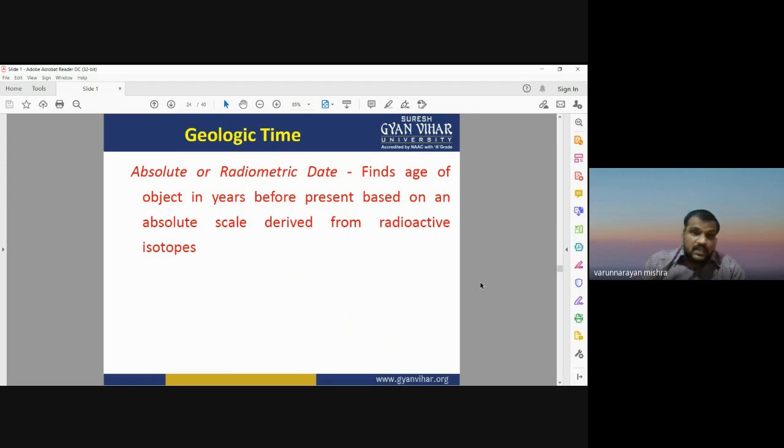So, the geological time scale is an absolute or radiometric time scale that finds the age of an object or any element in years before present, based on the absolute scale derived from the radioactive isotopes. Depending on the time taken by the element to be changed into its isotope, we come to know the age of each specific object or any kind of naturally occurring element on the Earth's surface.